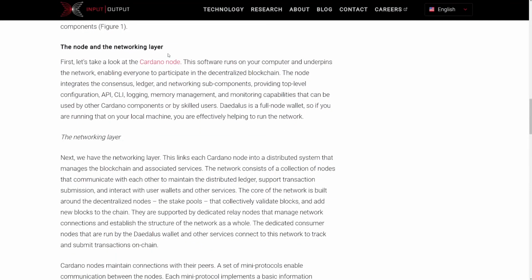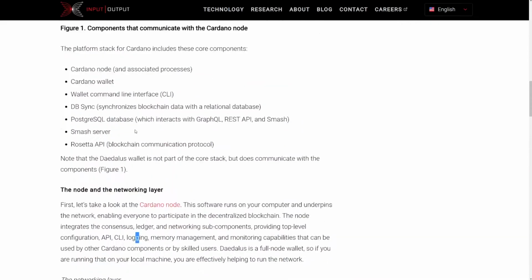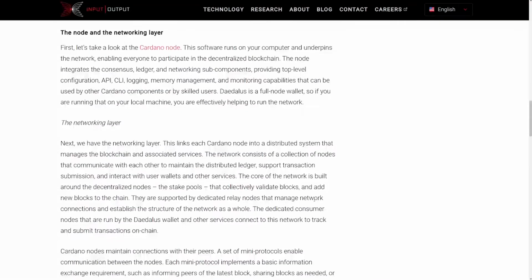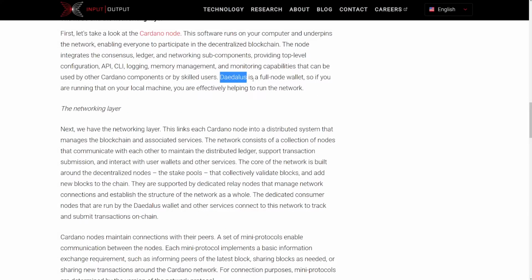So as we mentioned, the node itself is the main part of these components. It is basically a software that runs on your computer, enabling everyone to participate in this decentralized blockchain, and it integrates all the consensus, ledger and networking subcomponents and all those other APIs, CLIs, etc., which are explained here. So for example, CLI is command line interface for the wallet, but also we have the data block synchronization, which synchronizes blockchain data with a relational database, but also other communication protocols, etc. And also important to mention is that the Daedalus is a full node wallet.